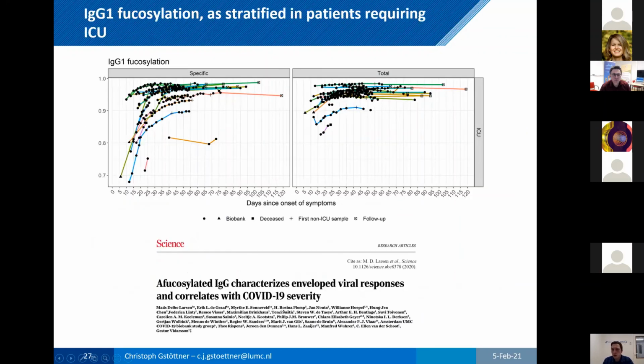If you look then at patients who were admitted to the ICU, you can see that in their total IgGs, the fucosylation level stays nearly the same over time. Whereas if you look at the specific IgGs, the anti-spike IgGs, you can see that at the beginning, when they are admitted to the ICU, the fucosylation levels are very low. And then over the time course, when the patients get better, the fucosylation level normalizes. And this resulted also in a publication where we could link the fucosylation of the IgGs with the severity of COVID. And if you're more interested, you can have a look.